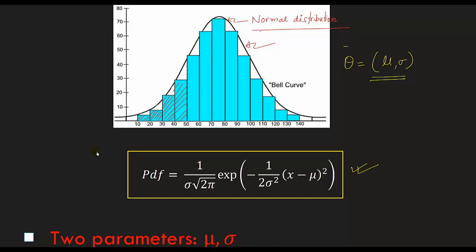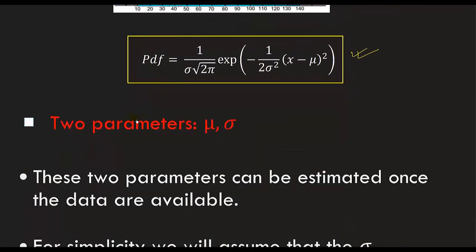So if I have a normal PDF, it requires two parameters. One is the mean and another is the standard deviation or variance. Basically, variance is the square of the standard deviation. So we can perform the Bayesian analysis assuming that both mean and variance are unknown. We can also perform the Bayesian analysis assuming that one of the parameters is known. So let's say in this case we will assume that the standard deviation, that is sigma, is known.